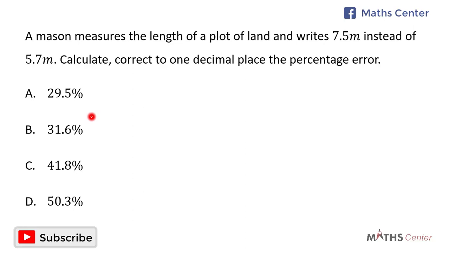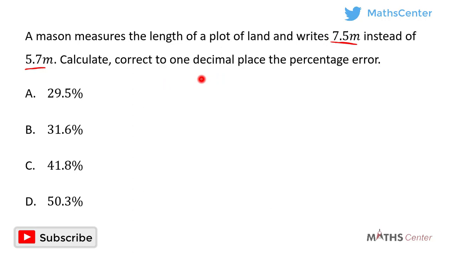the correct option. So this mason measures the length of a plot of land, and he had 5.7 meters. But when he was writing it down, instead of writing 5.7 meters, he wrote 7.5 meters. So it means that he has made an error. The question wants us to calculate the percentage error and correct our answer to one decimal place.